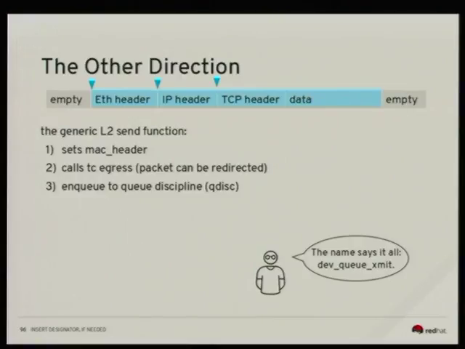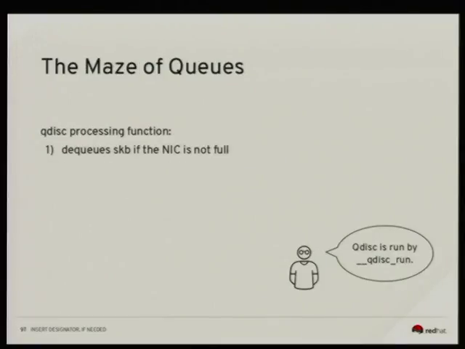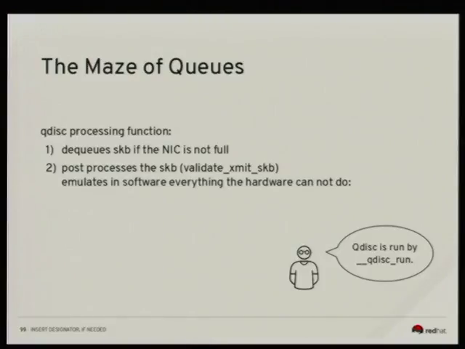I'm missing something here. The next step is that the qdisc is run. The qdisc processing function works in this way. It first looks whether the NIC has free buffers. If it does, it dequeues the skb. It does some post-processing on the skb, which means it tries to emulate in software what the hardware is not capable of. For example, if the hardware cannot use the VLAN tag in metadata and needs it in the packet, it just inserts it. It calculates checksums.